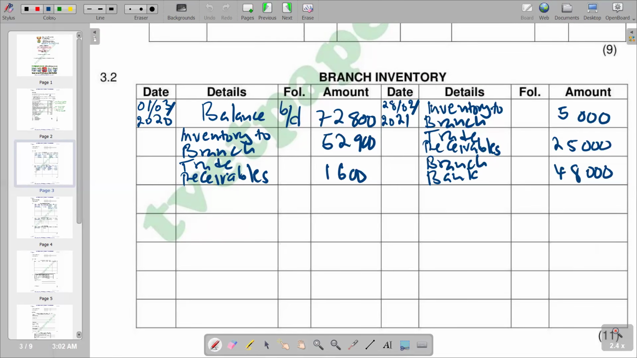16,700. So we come here, balance CD is 16,700. So we have completed that. It means we've looked at each and every transaction that we are given in the list of balance.